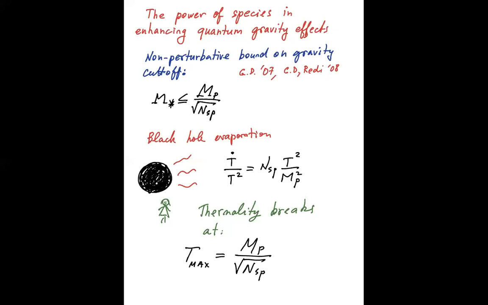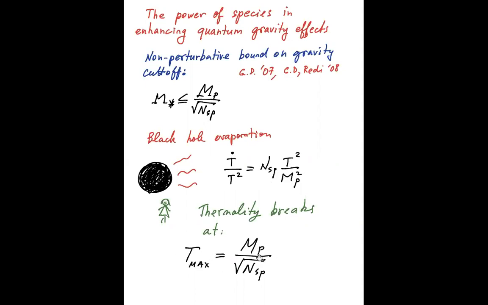You can see simply, if this parameter becomes order 1, actually the black hole will radiate away the entire mass in one horizon time. And of course, that's nonsense. A semi-classical black hole cannot do that. Also, you can see that temperature will change faster than the temperature square. And so therefore, this immediately gives the bound on maximal temperature that the black hole can have.